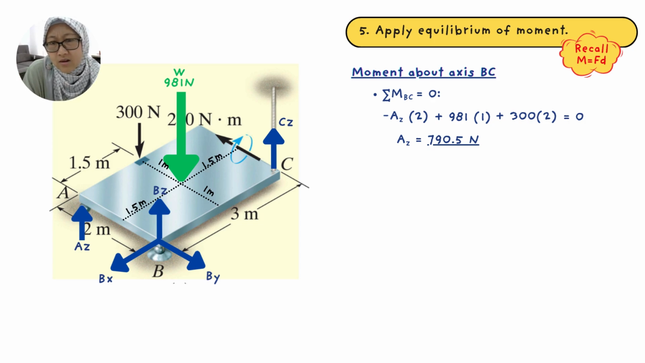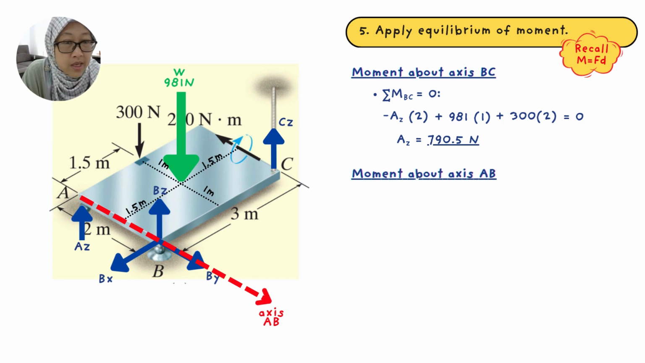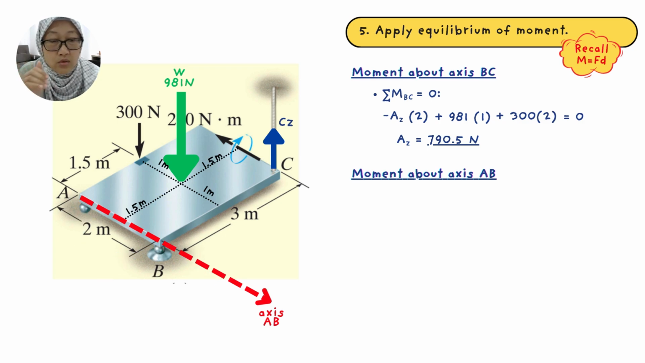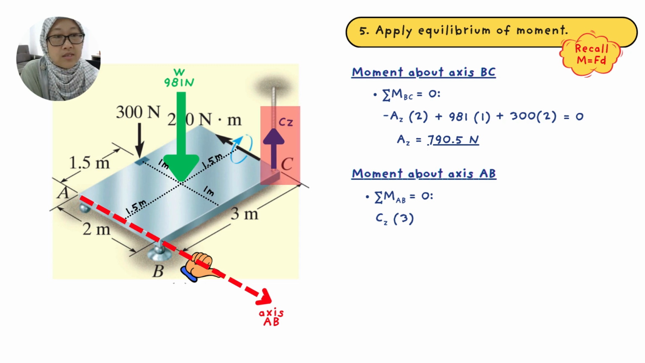So looking at axis AB, I can see there are multiple loads acting at point A and point B. So we are going to apply moment about axis AB so that we can cancel out the load subjected at point A and also at point B. So therefore, summing up moment about axis AB sums up to 0. So let's see, there's CZ over here, and it is acting at a distance of 3 meters from axis AB. Okay, and using your right hand rule, you can see your thumb is actually pointing to the positive AB axis. So in your equation, it becomes positive CZ.